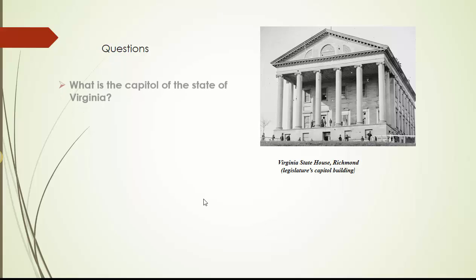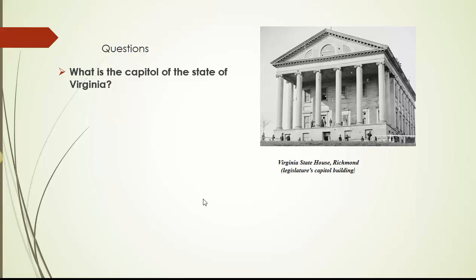Questions. What is the capital of the state of Virginia? The city of Richmond is the capital of the state of Virginia.